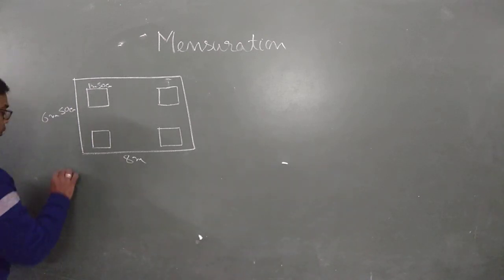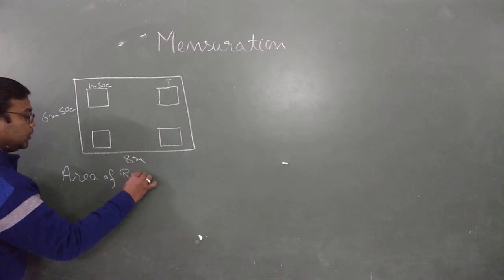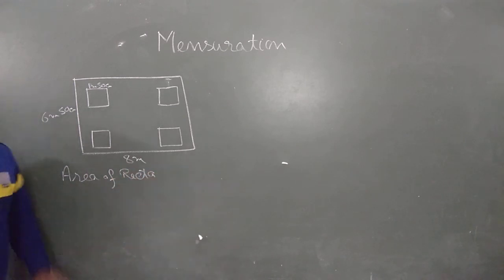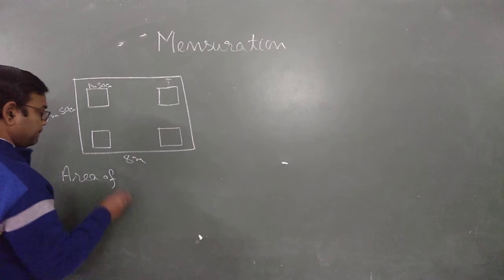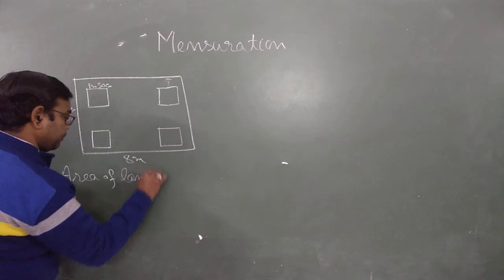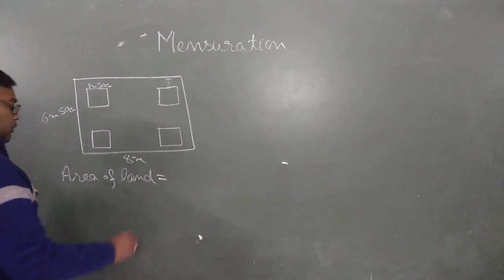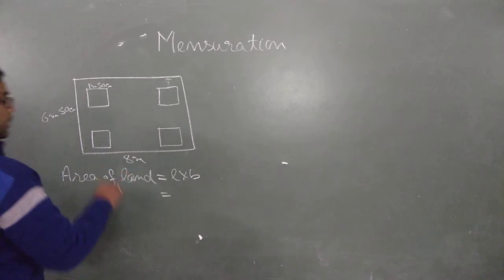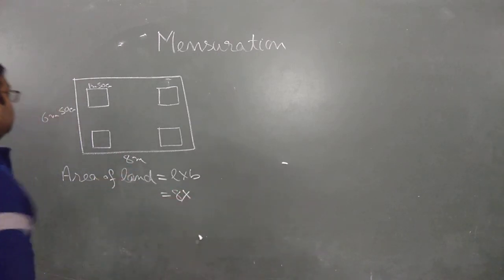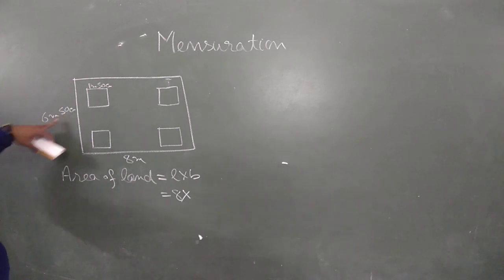First, it is given that area of land, I am not writing here length and breadth, you have to write down in your copy. Area of land equals, as we know, L into B. What is the length? Length is your 8 meter. What is the breadth? It's 6 meter 50 centimeter. First you have to write down it's 6.50.